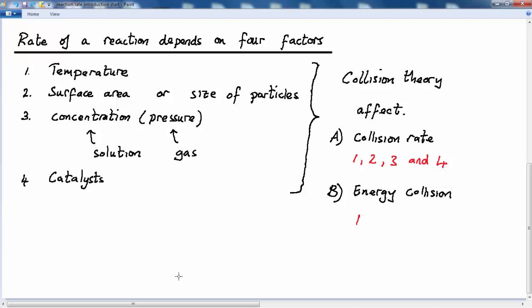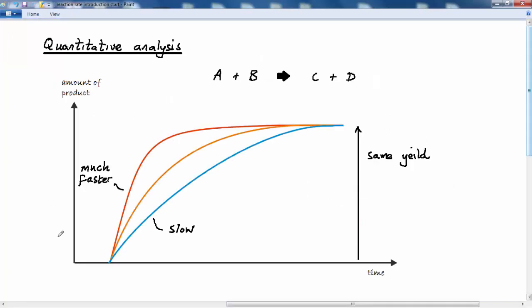And then finally, one thing we also want to do is not just to be able to say, well, this reaction goes quickly, this reaction goes slowly. We want to do a quantitative analysis of reaction rate. And so we're going to learn how to experimentally measure the speed of a chemical reaction, and to draw graphs similar to these, for example, which have been drawn here, which show how quickly the amount of product is being produced with time for a particular chemical reaction.